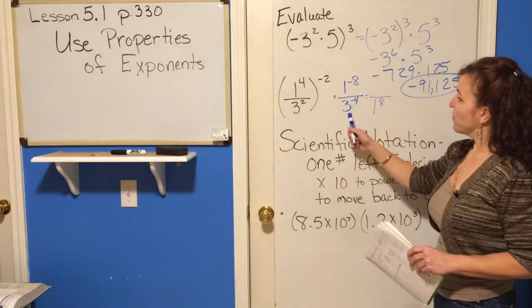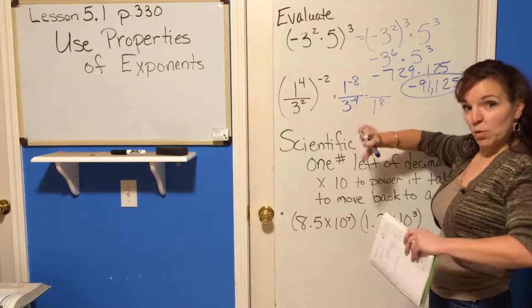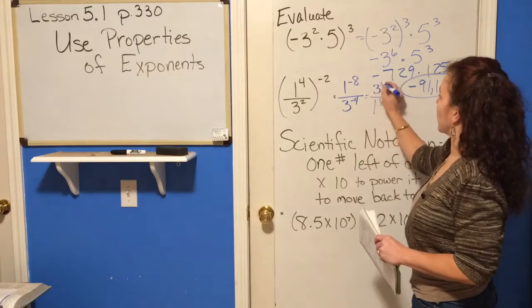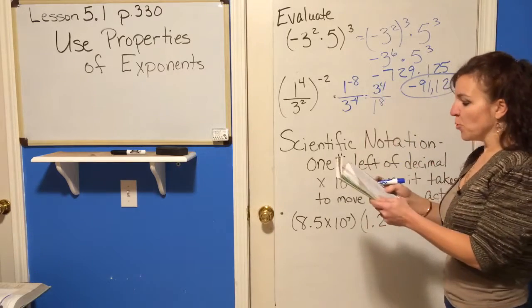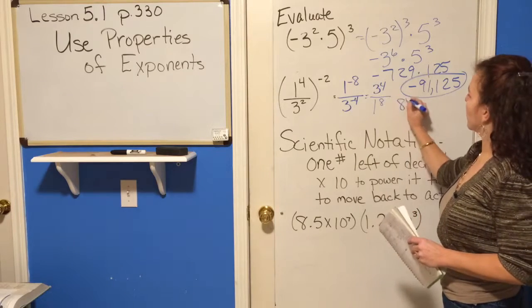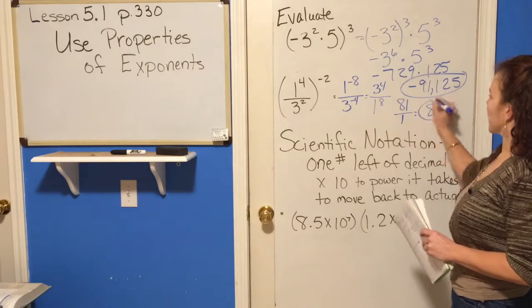And this 3 to the negative 4 is going to flip up to the numerator, because the negative exponent flips it to the other part of the fraction. So you're going to have 3 to the 4th in the numerator. So 3 to the 4th is 81, and 1 to the 8th is just 1. So your final answer is 81.